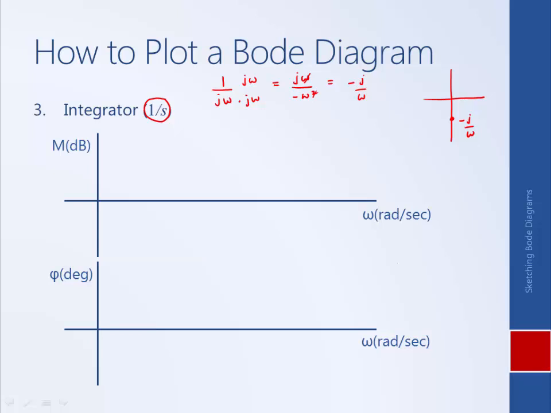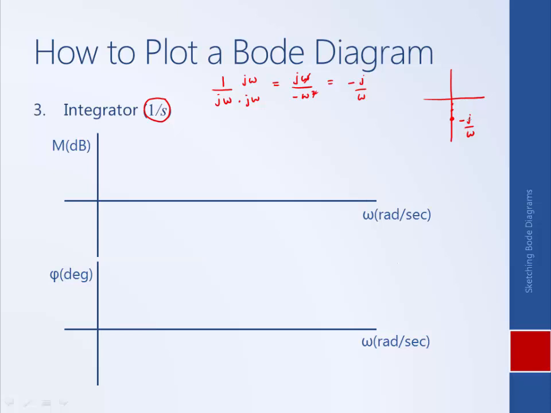And you can think about what happens to the magnitude and what happens to the phase as we change omega, as we change the frequency of the sinusoidal input into our system. And so looking at this, since omega is in the denominator, as we increase omega, the magnitude gets smaller.